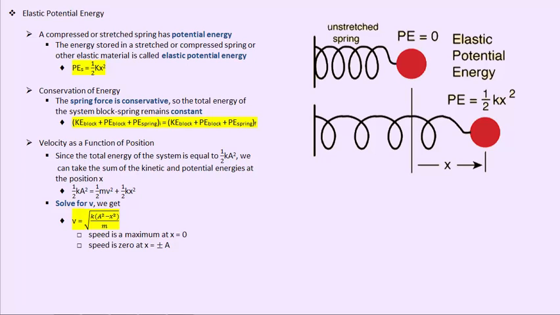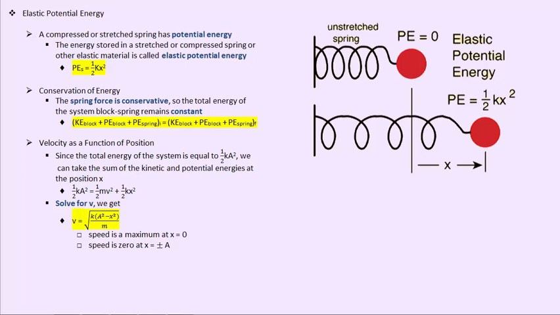So if we were to have a block that was attached to a spring that was compressed, our spring would have elastic potential energy, and as the spring was released, that potential energy would then be transformed into kinetic energy, which we can see is summarized in our equation of our conservation of mechanical energy.